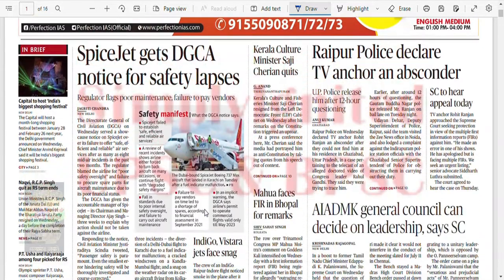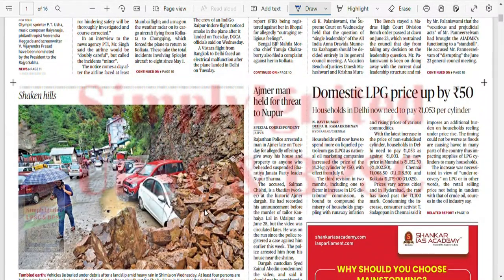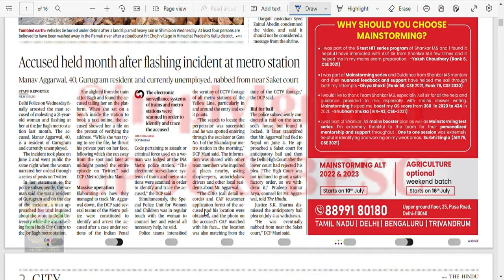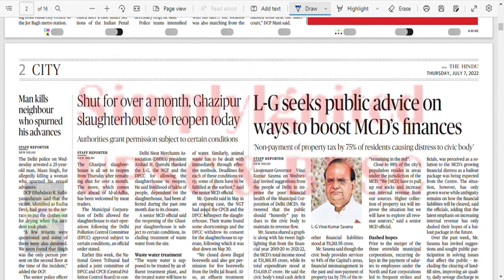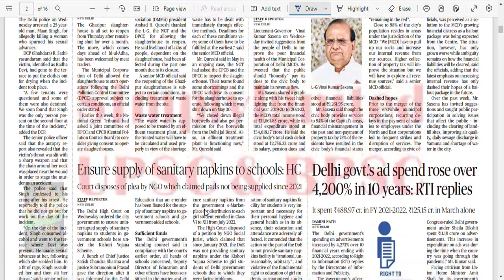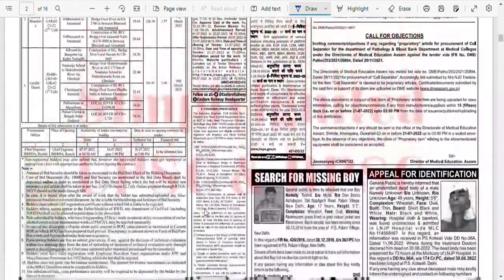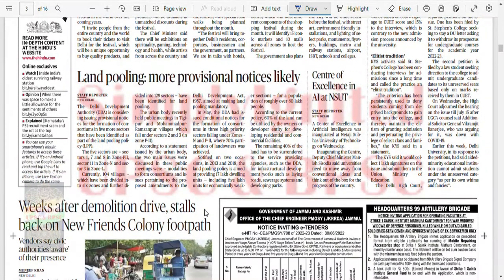Let's see. SpiceJet gets DGCA notice, important. Raipur, not important. Kerala, not important. Mahua, not important. ADM Council decided, not important. Vehicle lies buried under the debris in Shimla; again, this has risen, we have to see why. LG seeks public advice on ways to boost MCD finances. Supply of sanitary napkins to schools, very good, Delhi government. There is nothing here.